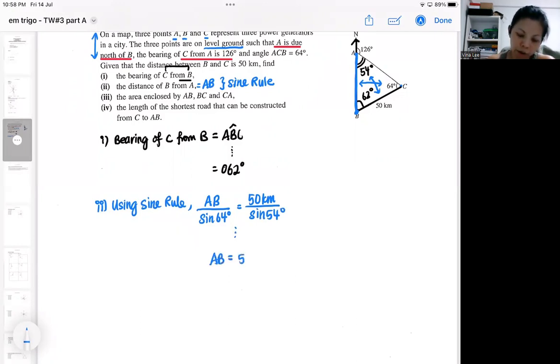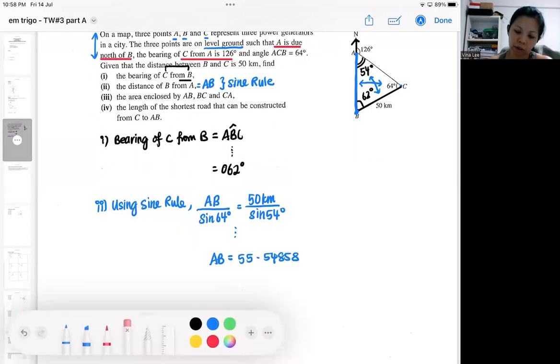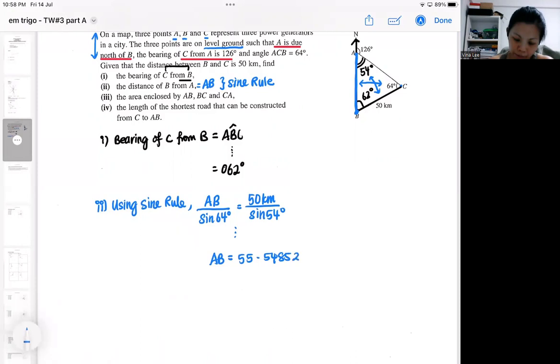So you will get a chain of decimals. Write down the chain of decimals, because subsequently, if you need to use this AB, you've got to use this accurate version. But to present this answer, I will be writing 55.5. So the answer for this part is 55.5. But if I need to use this length in the subsequent part, I wouldn't use 55.5. I will use a more accurate version. So that's something for you to take note.